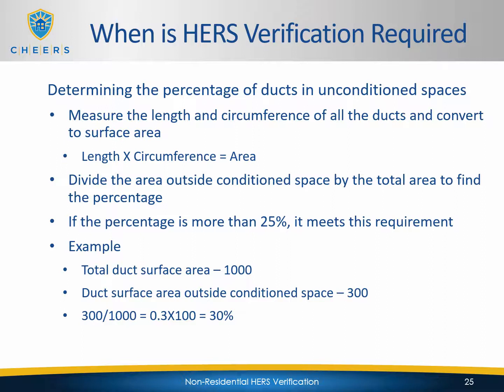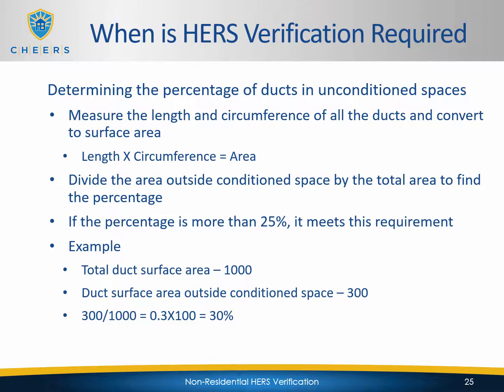And so we also need to be able to determine the percentage of ducts in those unconditioned spaces. If we remember back, our target was more than 25%, and it's of the duct surface area. So how do we determine that duct surface area? We first need to measure the length of the duct and then collect the circumference of the duct. And this is all the ducts that are located in unconditioned space. To find that surface area, we're going to take the length of the duct, multiply that by the circumference, and that will give us the area. They want to know how much of that area is exposed to that unconditioned space. We'll then divide the area outside the conditioned space by the total area to find the percentage. If that percentage is more than 25%, then it meets that requirement for duct leakage testing.